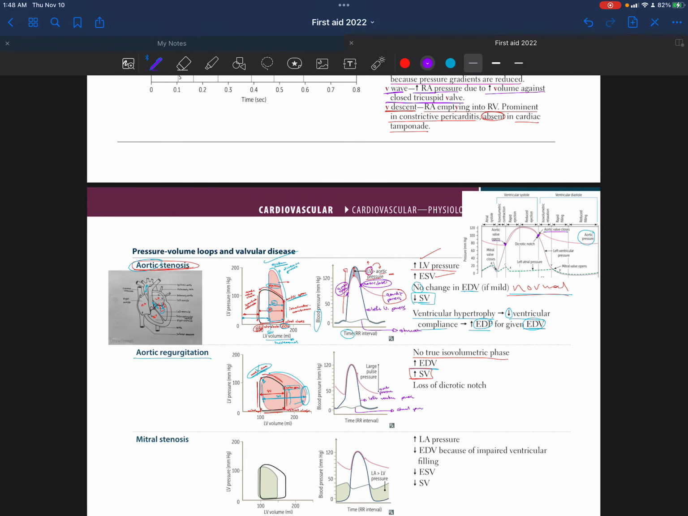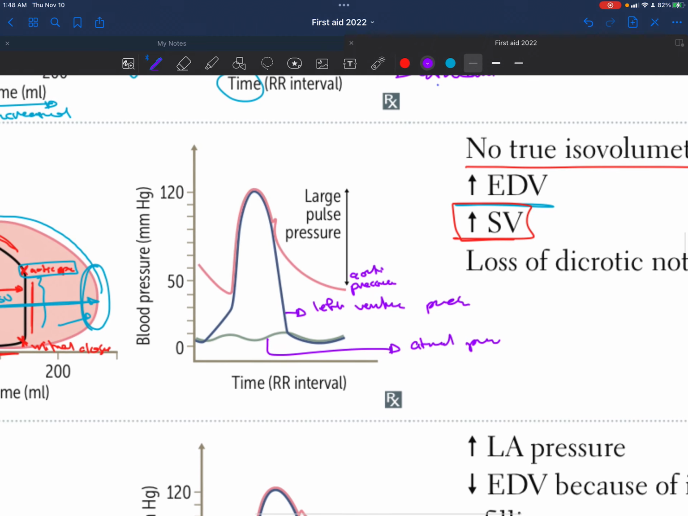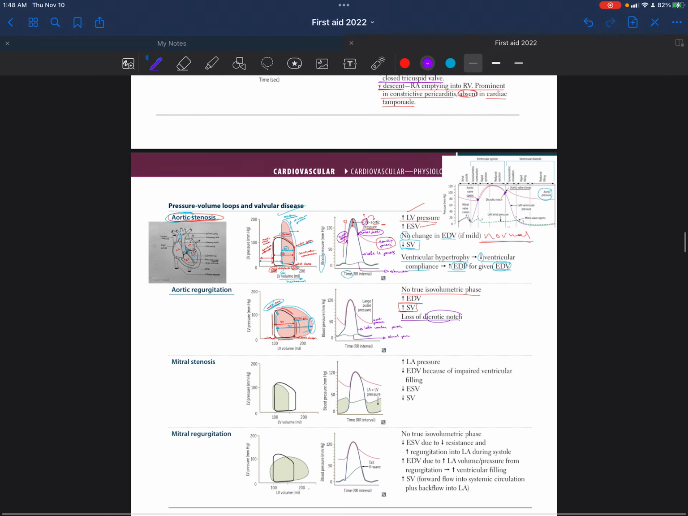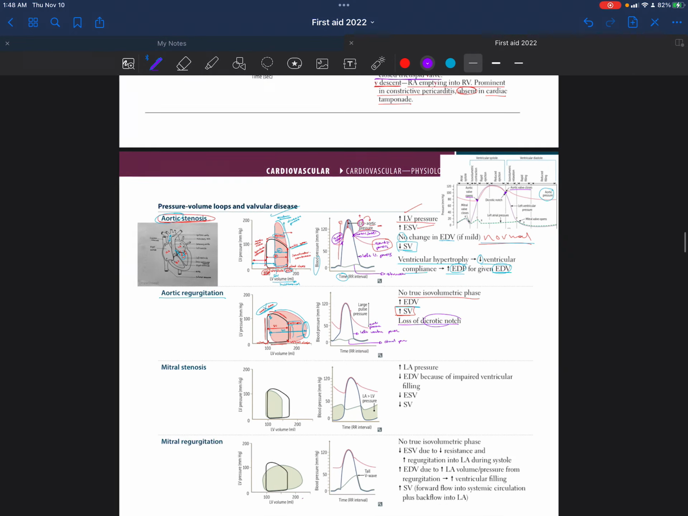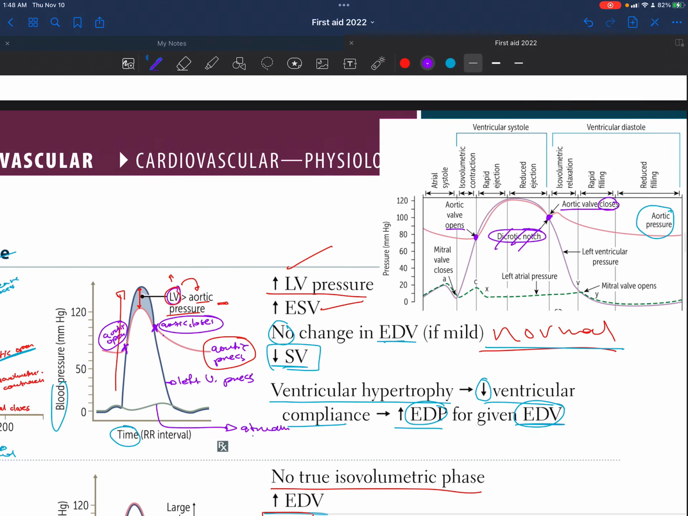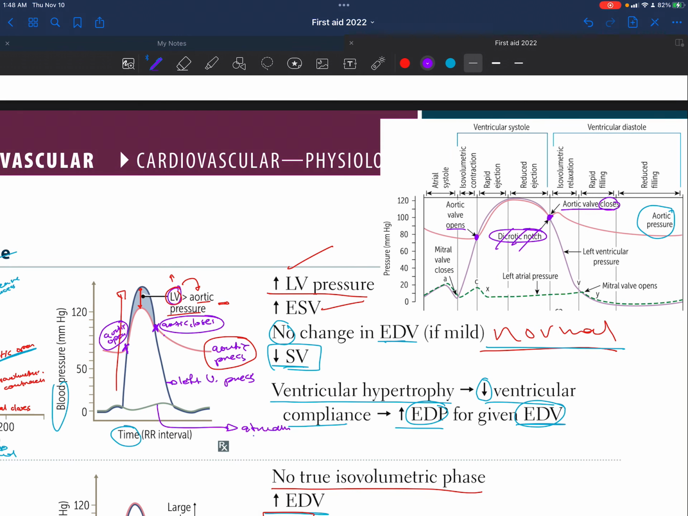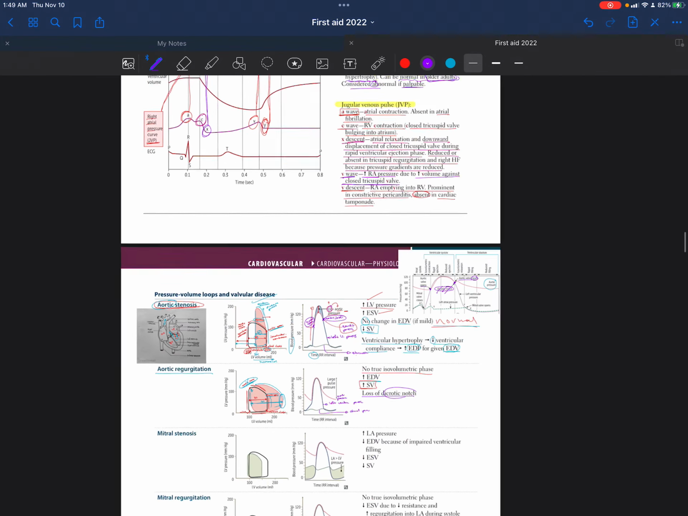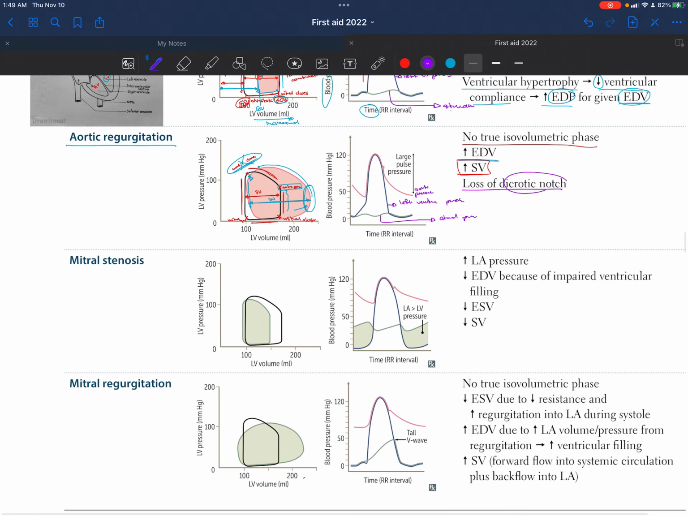So here is how the graph looks, and we have the loss of the dicrotic notch, and this is the dicrotic notch. It's when the aortic valve closes. This is what we hear as the dicrotic notch, and in this condition, we are going to lose the dicrotic notch because it's always open. That's for the aortic regurgitation, and now for the mitral stenosis.